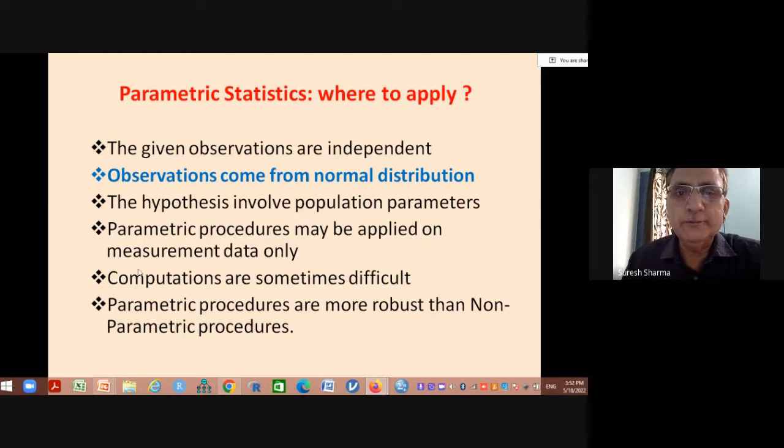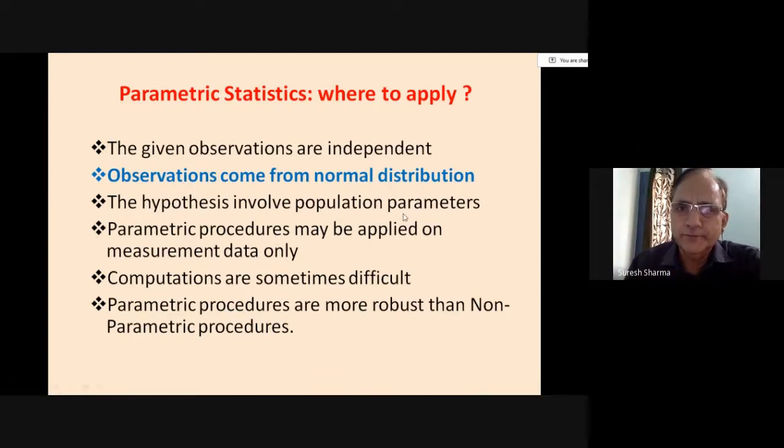Then the third is the hypothesis must involve population parameter. What are the population parameters? Mu, sigma square, capital P. So your null hypothesis must involve these parameters, like mu is equal to mu naught, or sigma square equal to something, or mu1 is equal to mu2, or sigma 1 square equal to sigma 2 square, and so on. So if your data is coming from a normal distribution, your hypothesis has a population parameter, your observations are independent, then and only then we can apply parametric test. So let's go to the parametric test. Rest of the things are not important.